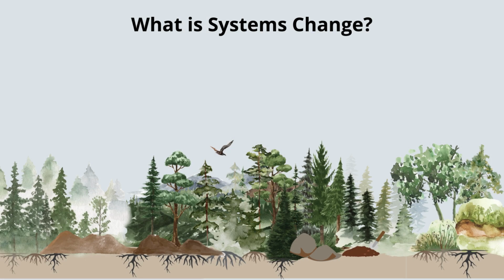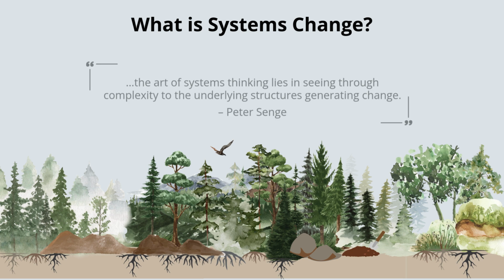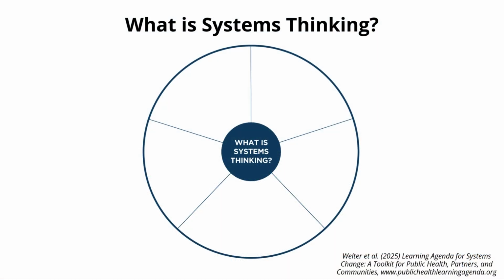Building on the tree metaphor, being able to see the forest and the trees and the stream and the rocks and the roots requires us to be systems thinkers. The art of systems thinking lies in seeing through complexity to the underlying structures generating change. Peter Senge. So we've talked about systems change, but what is systems thinking as a practice?